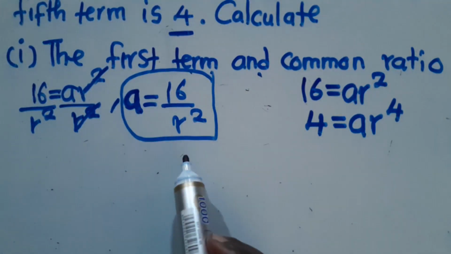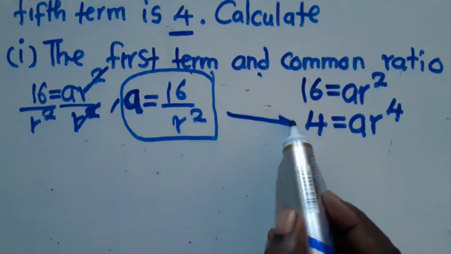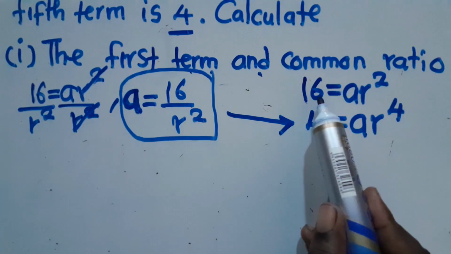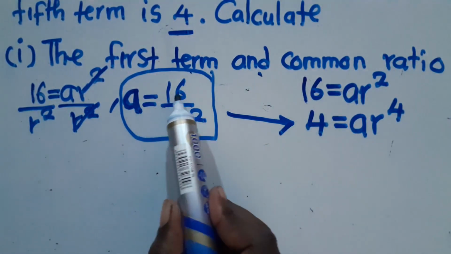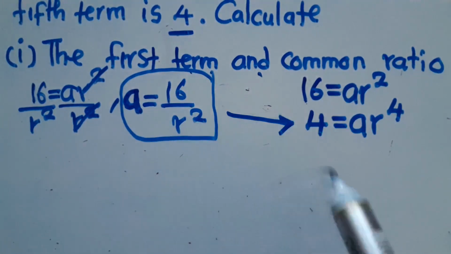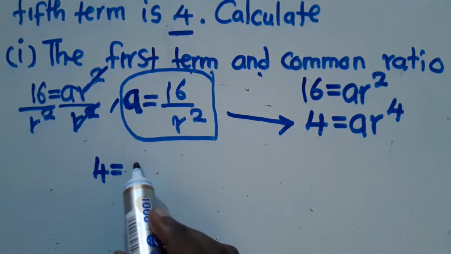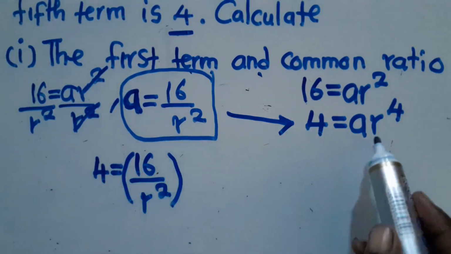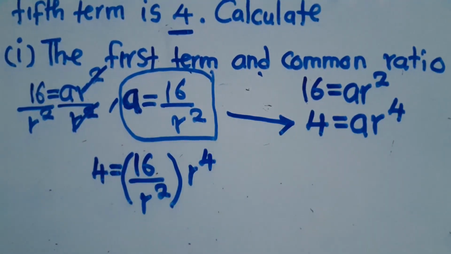After making A the subject of the formula, I substitute in the other equation. This is the equation that remained. Don't get the equation that you got at first. You get this equation where there is A, put the value there. You've said A is equal to 16 over R squared. So you are going to have 4 is equal to A, which is 16 over R squared, like this. Then R there will remain R power 4, like that.